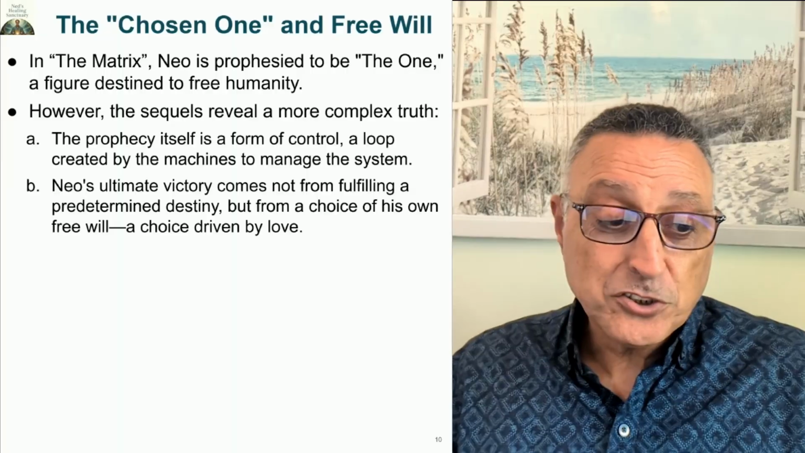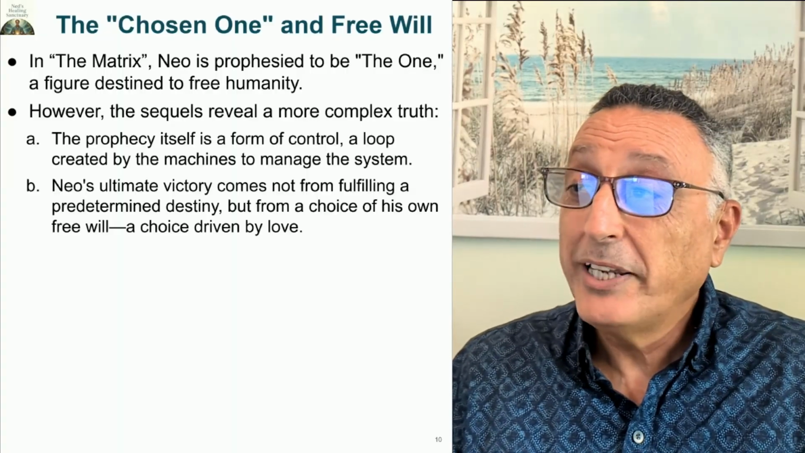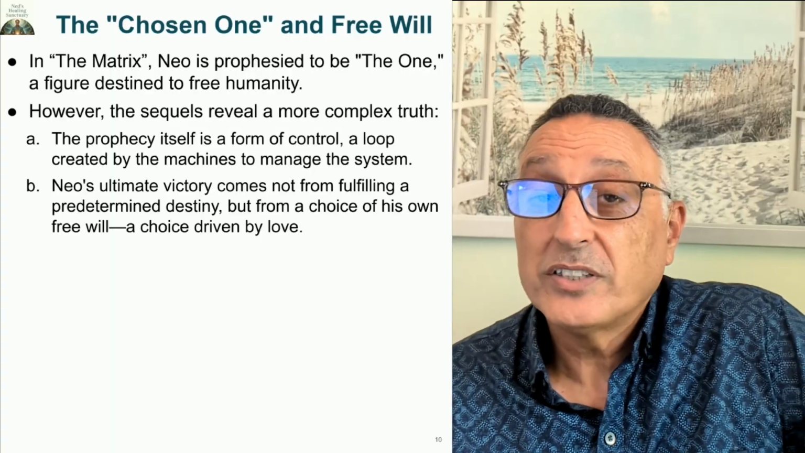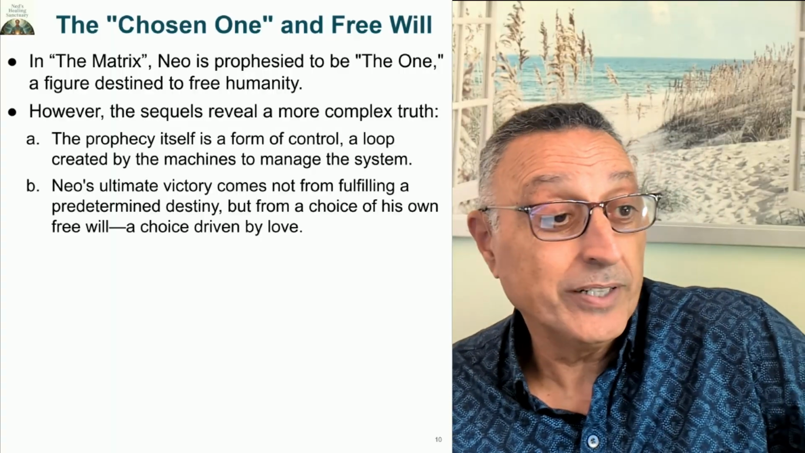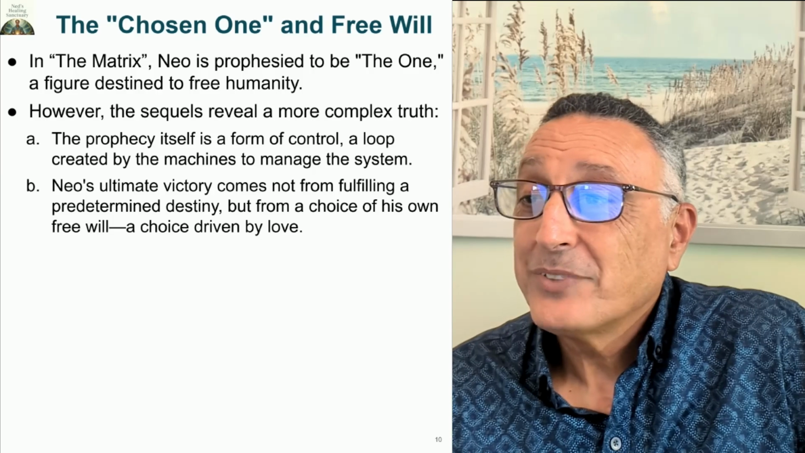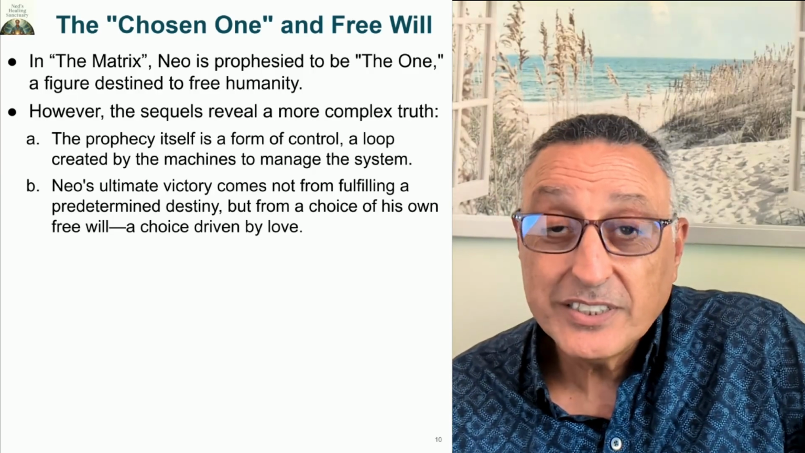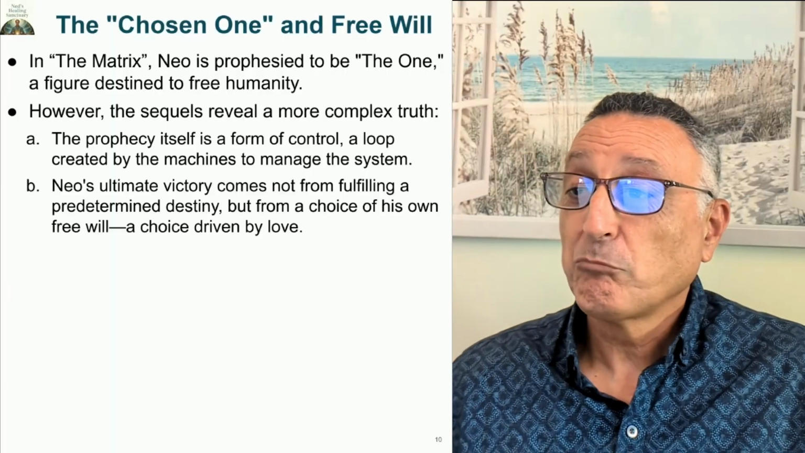So let's talk about the chosen one and free will. In the Matrix, Neo was prophesied to be the chosen one. They called him the One. He is the One. And he was the one destined to free humanity that was captive in these incubators.